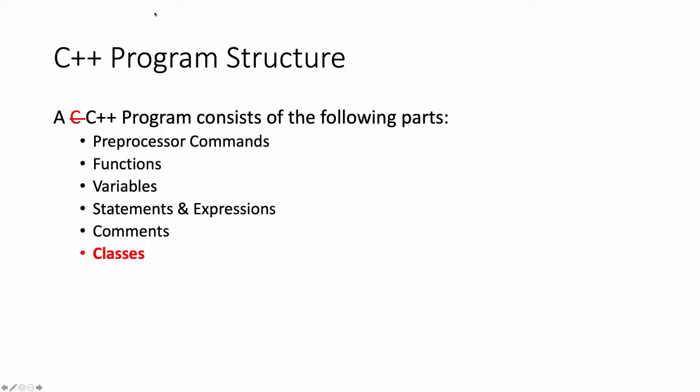C++ program structure is very similar to a C program structure. We have our preprocessor commands, functions, variables, statements and expressions, comments. And what C++ brings in now is classes. And it also provides some minor tweaks to the C language for missing functionality.